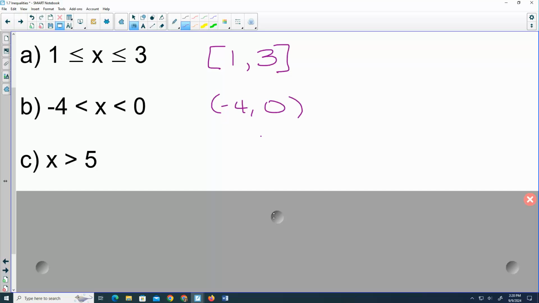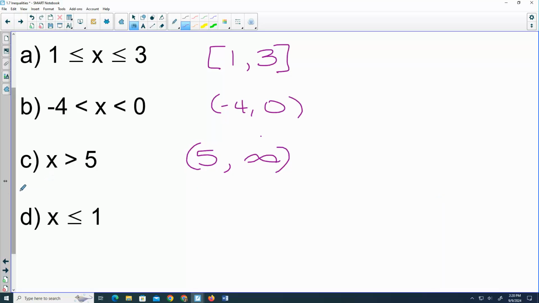All right, C. x is greater than 5. So in interval notation, we have to have a starting and a stopping point. Where do we start? Everything bigger than 5. So we start at 5, but it's not equal to, so it's a parenthesis. Comma, where does it end? Infinity. Remember, infinity is not a specific number, so it always gets a parenthesis. You cannot be equal to infinity.